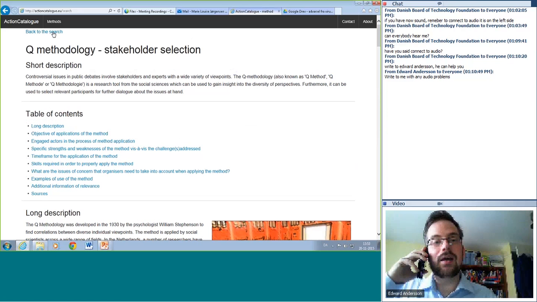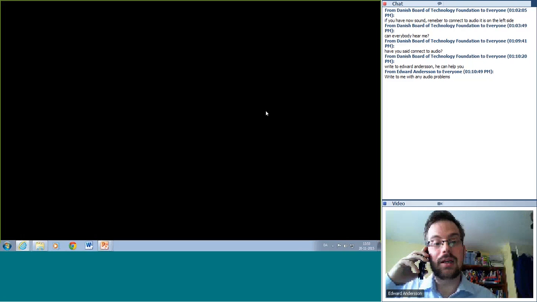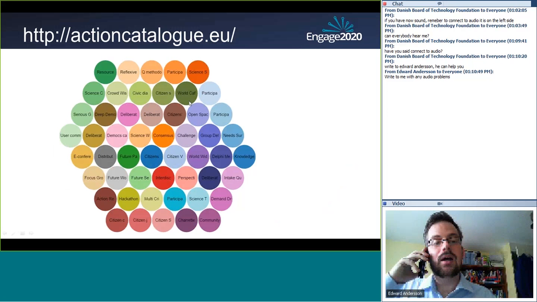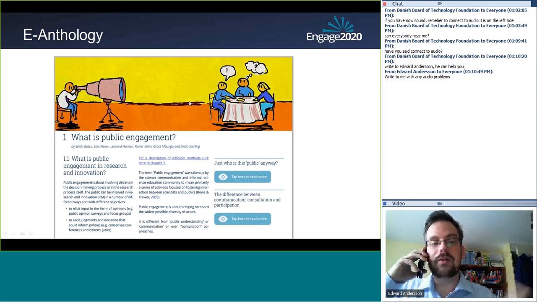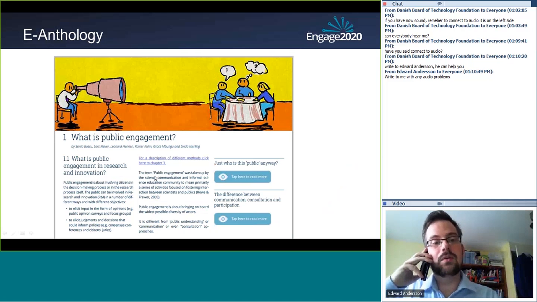The other thing that's worth checking out is the e-anthology. I'm not going to show it to you now because I think it's better that you have a chance to look at it yourselves, but this is a truly interactive PDF or EPUB document which allows you to access links. It allows you to click on the little buttons down on the right-hand side and new information pops up.